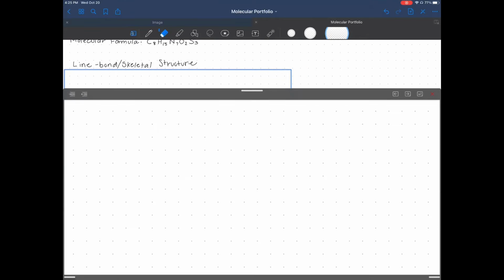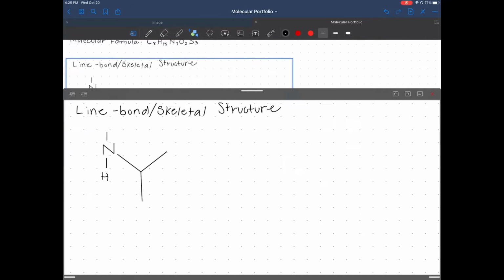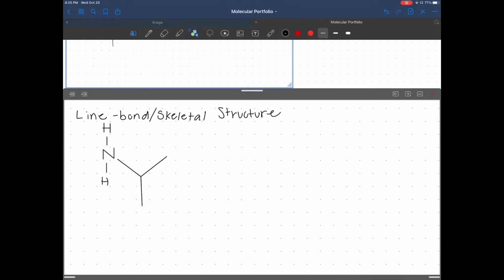Here, my molecular formula is C8H15N7O2S3. I am now going to show the skeletal structure of the drug. A skeletal structure is a shorthand representation of atoms and bonds in a molecule. There can be single, double, or triple bonds. In this structure, there are only single and triple bonds.